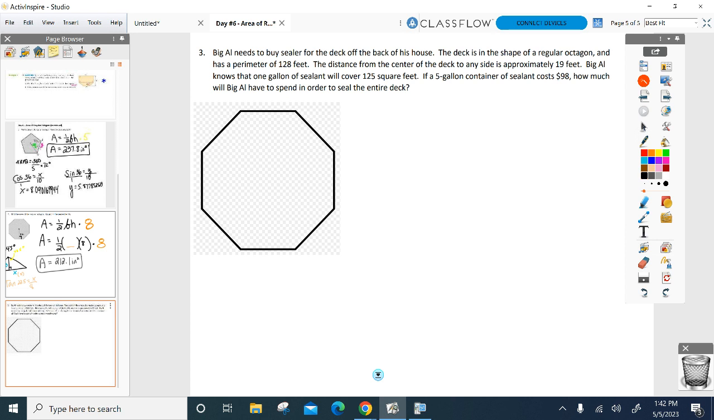He's got to seal his deck. It's a regular octagon. Perimeter is 128. Distance from the center to any side is 19 feet. What I'm giving you there, the distance from the center to any side, what do you think I'm giving you there? The height, you're welcome. Yep, I am giving you the height, 19. Wow, and then we just keep rolling here. 1 gallon covers 125 square feet. A 5-gallon container, $98. All right, how much is Big Al spending?